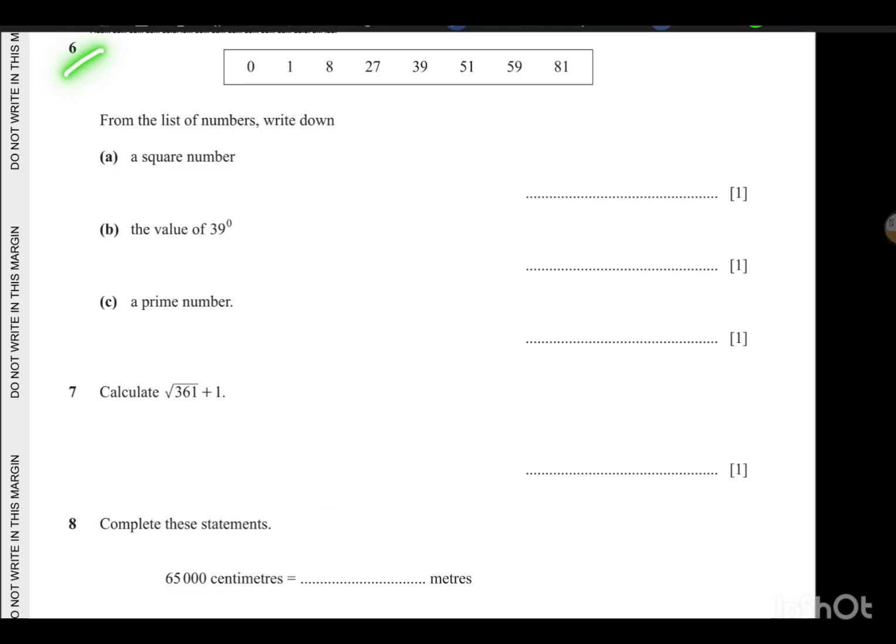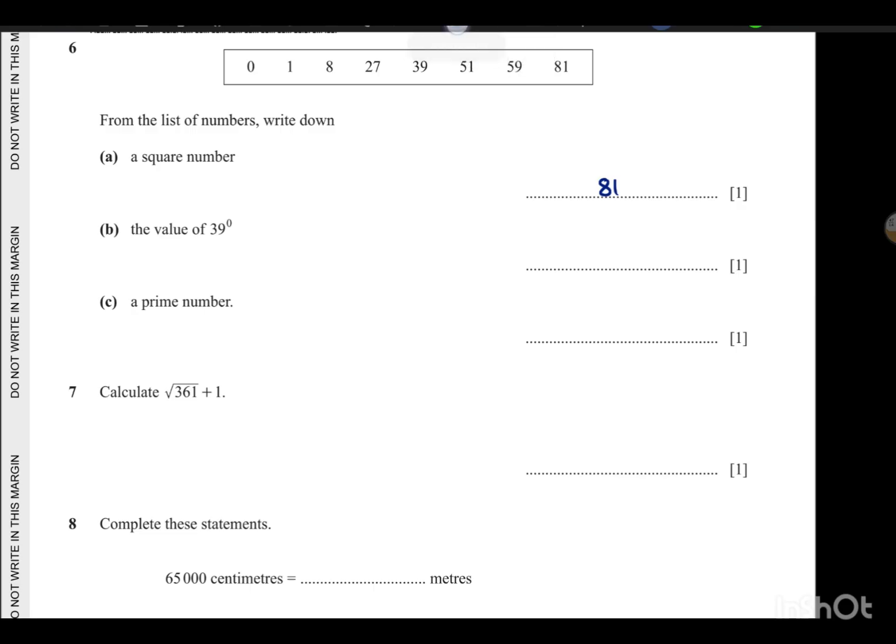Question number 6. From the list of numbers, write down 0. These are the numbers. Now, using these numbers, you have to write down, question A, a square number. Check for the square number in all these numbers. The square number is 81 because 9 into 9 is 81.